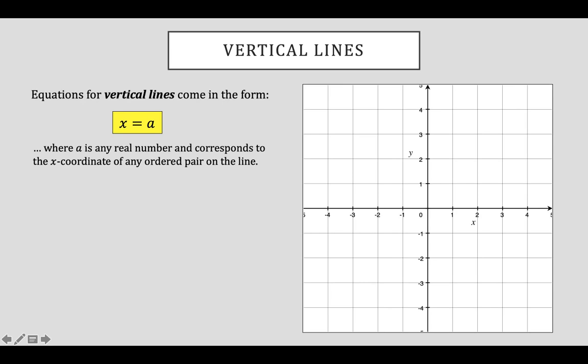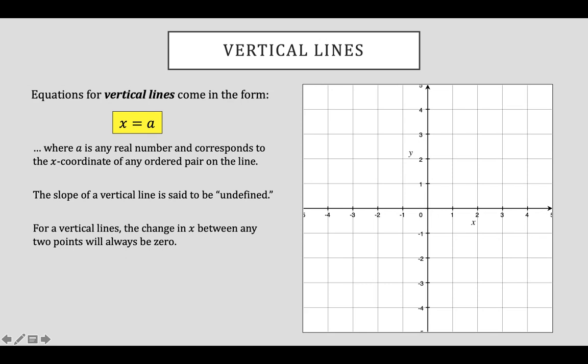Okay, equations for vertical lines come in the form x equals a, where a is any real number and corresponds to the x-coordinate of any ordered pair on a line. The slope of a vertical line is said to be undefined. For a vertical line, the change in x between any 2 points will always be 0.